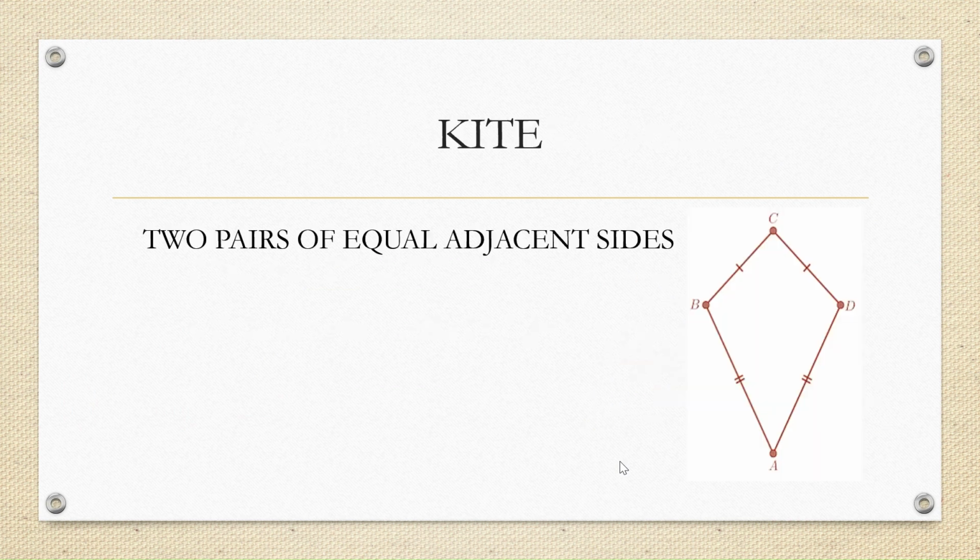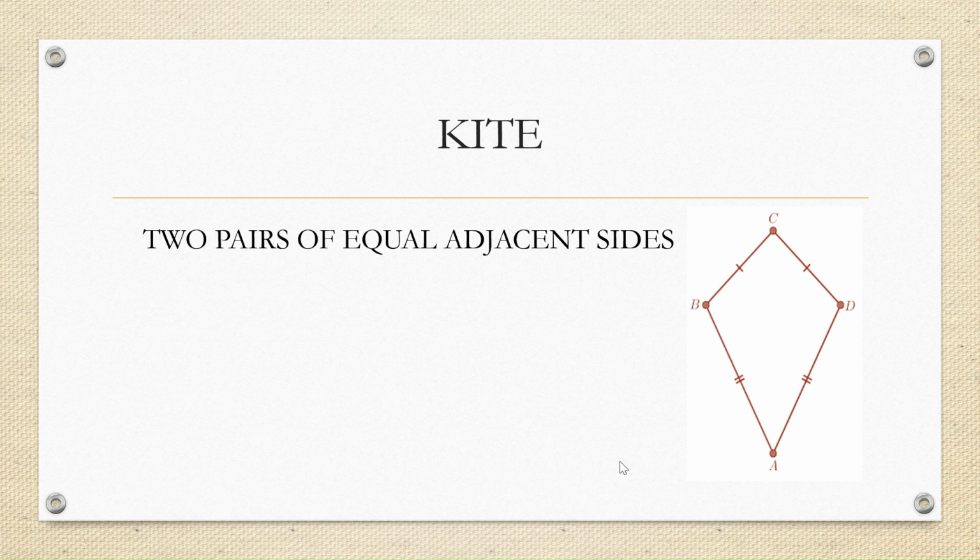Kite. A kite is a quadrilateral with two pairs of equal adjacent sides. Adjacent sides means they should have a common vertex. Here in the figure, we can see that for BC and DC, we have C as a common vertex, and these two sides are equal in length. We can say that by looking at the single dash mentioned on these two sides.